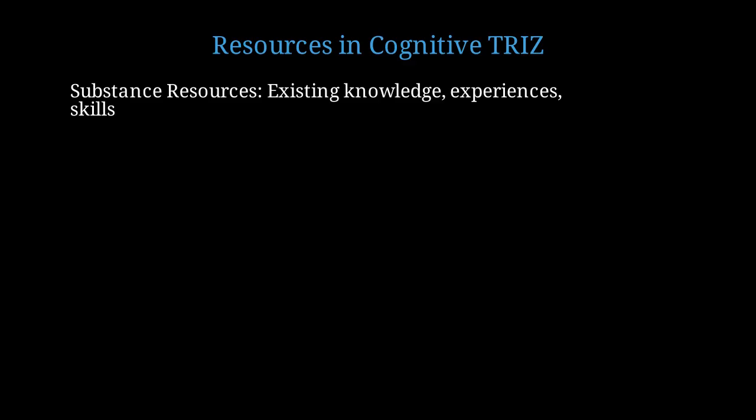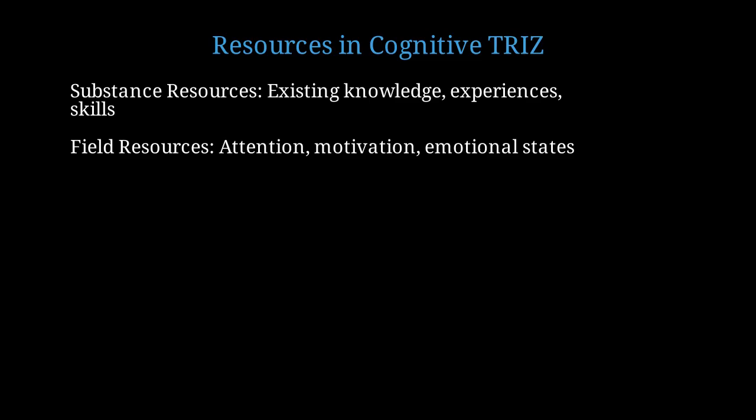TRIZ emphasizes using available resources creatively. In cognitive TRIZ, we identify and leverage mental resources that are often overlooked. Substance resources in cognition include your existing knowledge base, past experiences, and developed skills. These are the raw materials of thought that can be recombined in novel ways. Field resources include attention, motivation, and emotional states. These are the energies that drive cognitive processes.